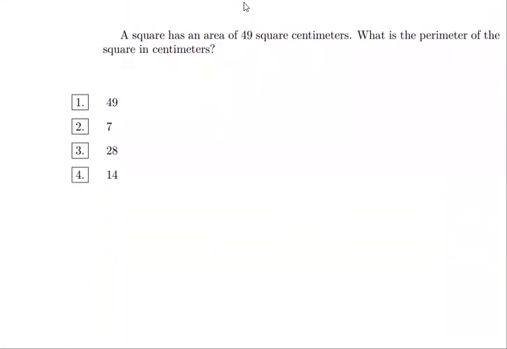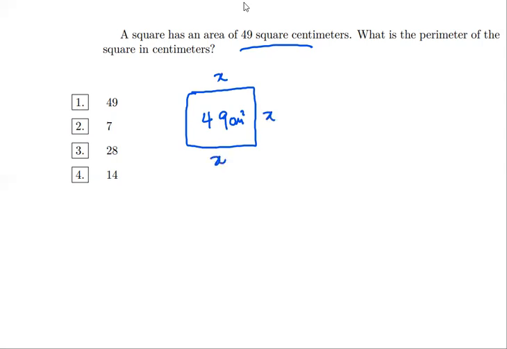Oh, this one's a lot of fun. So a square has an area of 49 square centimeters. What is the perimeter of the square in centimeters? Okay, so first of all, we're going to have to sketch our square here. And it has an area of 49 centimeters squared, right? And a square is a shape where all the sides are equal. So the side is equal to that, the side is equal to that, and that side is equal to that. So each of the sides has a length of x.